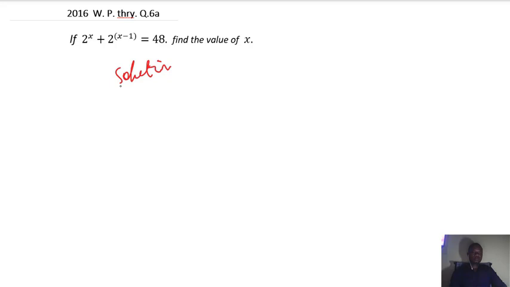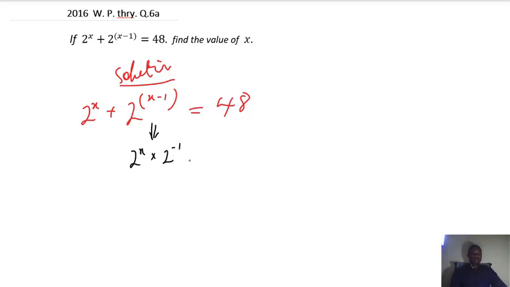Solution: we have 2 exponent x plus 2 exponent (x minus 1) equals 48. The 2 exponent (x minus 1) is the same as 2 exponent x times 2 exponent negative 1, because the bases are the same, which is why we add the exponents. So we have plus 2 exponent x times 2 exponent negative 1, which is the same as 1 over 2, equals 48.